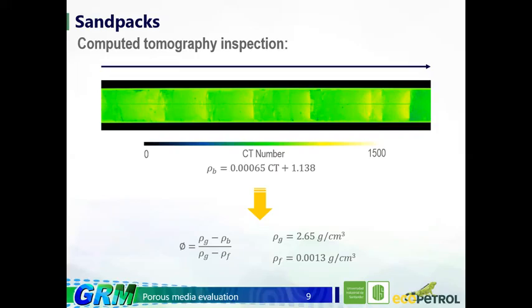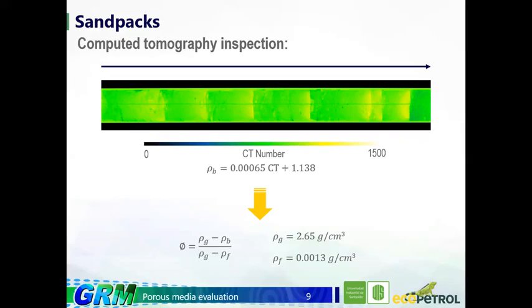So, about the computed tomography or integrity test that was made on this sandpack, it was a computed tomography inspection, and it used an equation for knowing the bulk density of this sample. As you can see, we can find the porosity using the density of the grain. In this case, it is Ottawa.